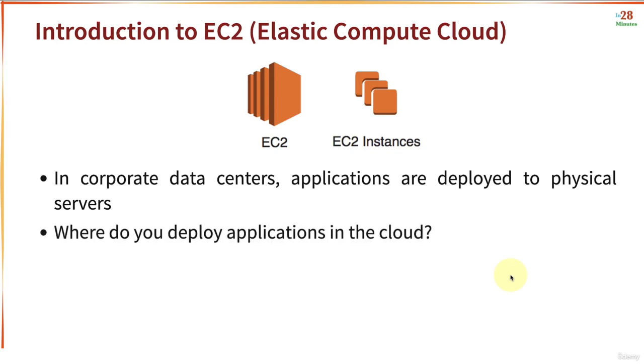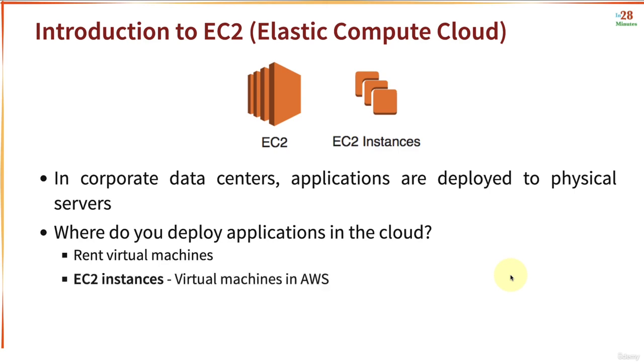Now, how do you do things in the cloud? Where do you deploy applications to in the cloud? That's where we would be renting something called virtual machines. And in AWS, the virtual machines are called EC2 instances. EC2 stands for Elastic Compute Cloud. So if you want to create a virtual machine in AWS, we'd be creating an EC2 instance.